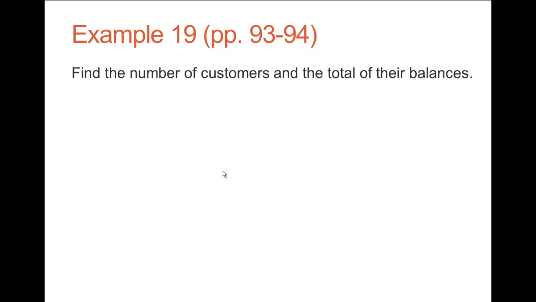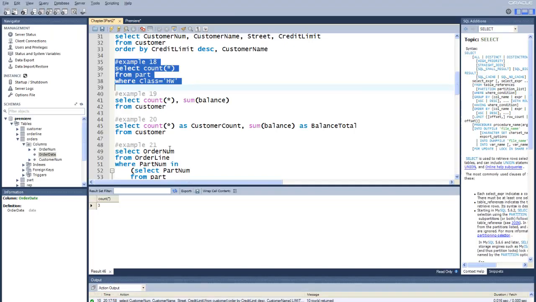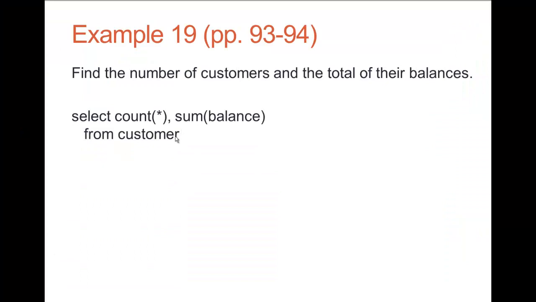Example 19, find the customers and the total of their balances. So select count, that's going to give me the number of customers, sum their balance from customer. Pretty simple query, pretty straightforward. It's going to return one record because I'm saying count all of them, total all of them, or sum all of them from this table. I get 10 for my count. I get 47,651.75 for my total. Count and sum functions are some of your easiest functions.